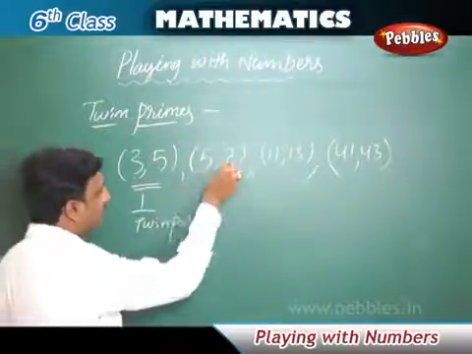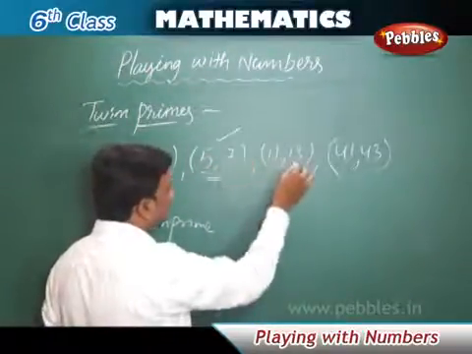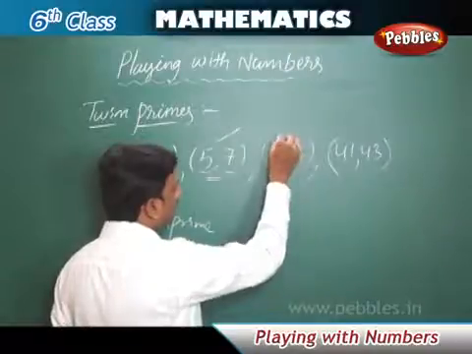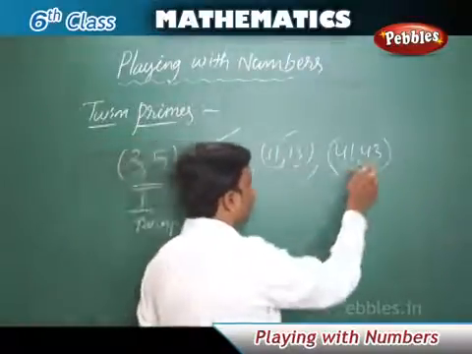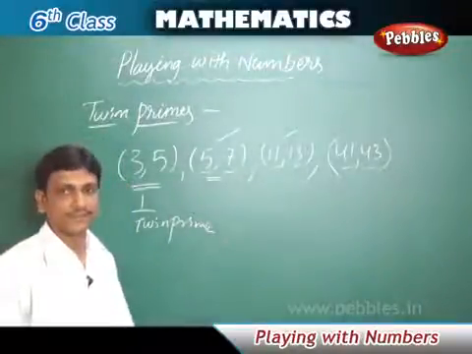Even if you see 5 and 7, the difference is 2. Both are prime numbers, so these are twin primes. And here, 11 and 13, the difference is 2 and both are prime numbers. And even 41 and 43. These kinds of numbers are called twin primes.